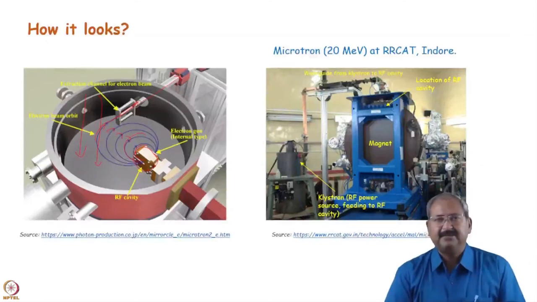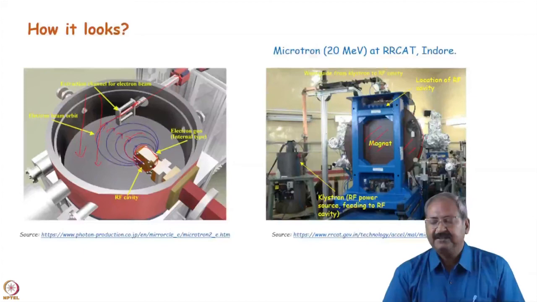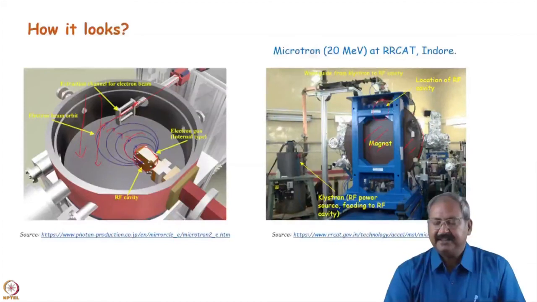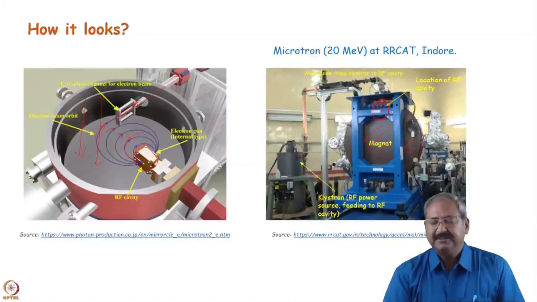Now this is a photograph of the Microtron situated at the Raja Ramanna Centre for Advanced Technology at Indore. You can see that the Microtron is kept vertical. This gray part is one of the poles of the magnet. The other pole is on that side, which is not seen from here. Here you can see the RF cavity, which is inside this structure of the magnets.